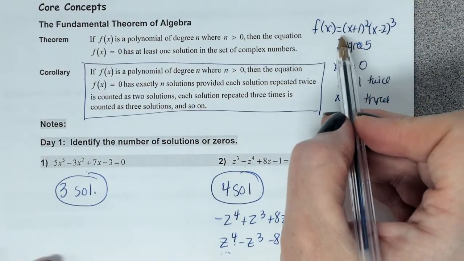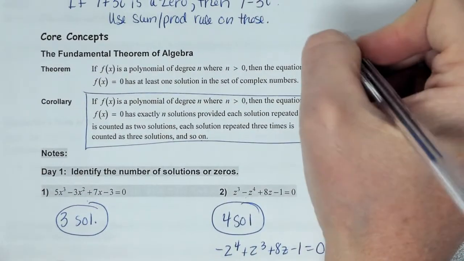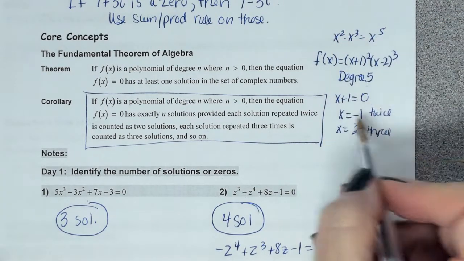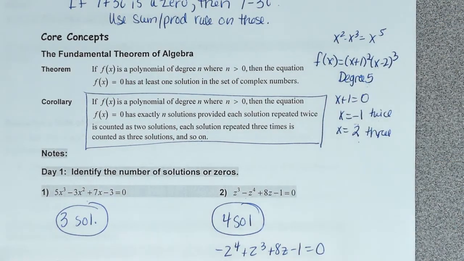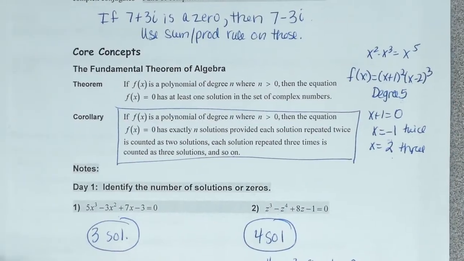When it's not multiplied out, then x squared and x cubed would be getting multiplied, and I have to think x squared times x cubed, bases alike, add the exponents. That's why this was degree 5. All right, let's flip over to page 104.